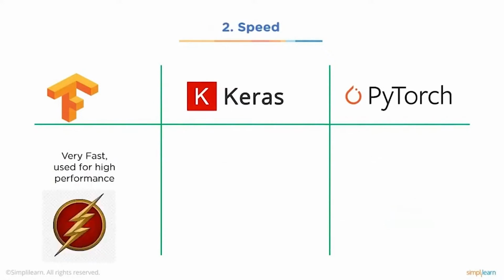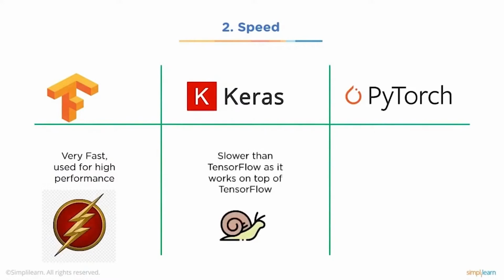The next criteria that we'll be looking at is speed. TensorFlow is very fast and is used for high performances. Keras is slower as it works on top of TensorFlow. Not only does it have to wait for TensorFlow to finish implementation, it then starts its own implementation. Meanwhile, PyTorch works at the same speed as TensorFlow, as both of them are low-level APIs. Now, Keras is a wrapper class for TensorFlow and has added abstraction functionalities on top of TensorFlow, which make it slower than TensorFlow and PyTorch.